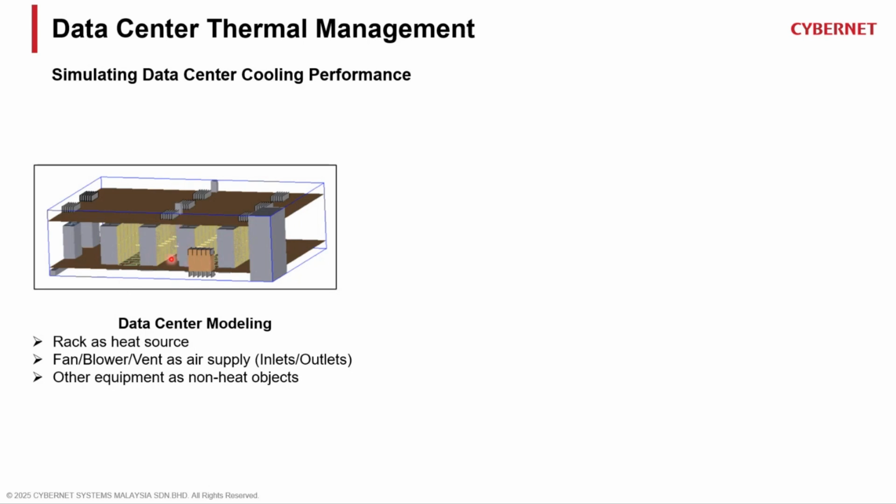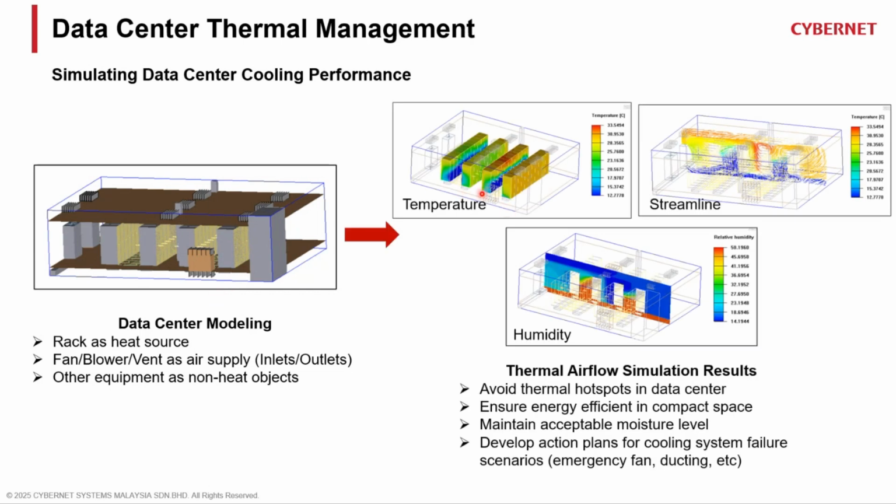Then there could be other equipment that doesn't generate any heat, but is still very big and might obstruct the airflow. If those objects are there, you can also model them inside as non-heat objects, meaning they don't cause any heat, but are just there to block the airflow. So again, you simulate the same things we talked about in the past few slides: the temperature, the streamline, and of course humidity as well, sometimes if the machines are very humidity sensitive.